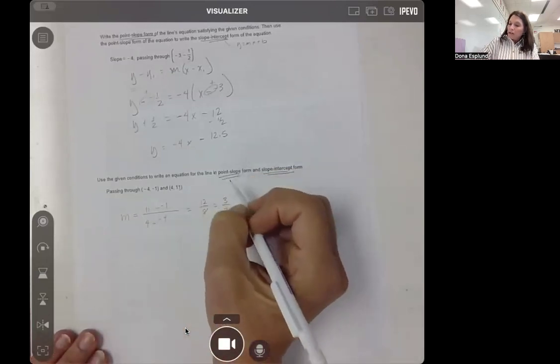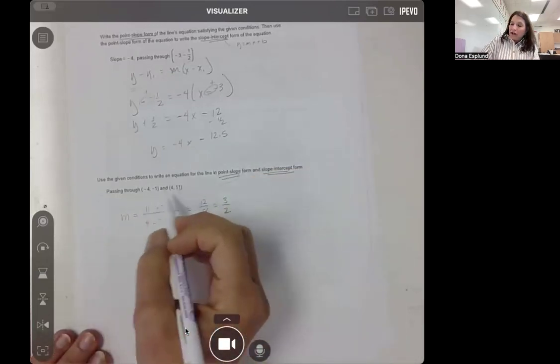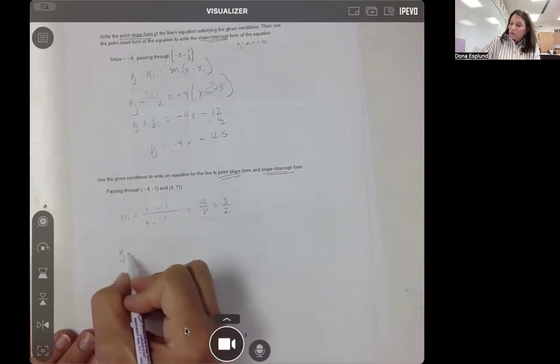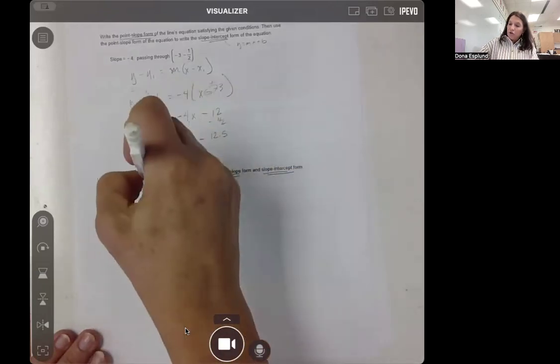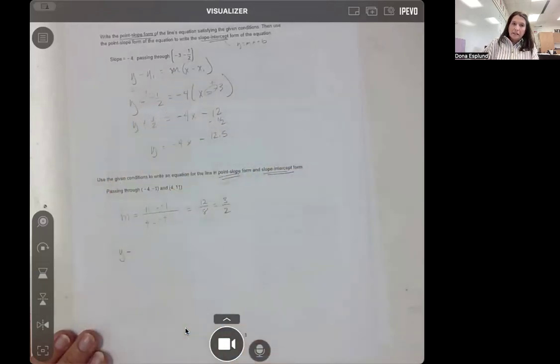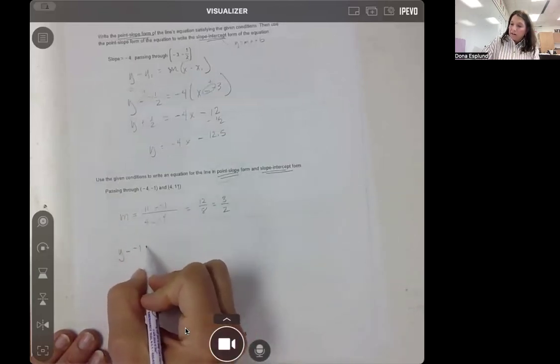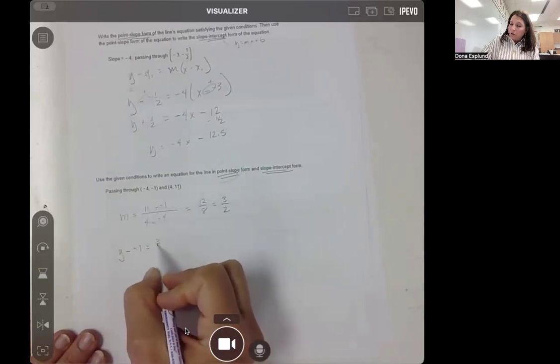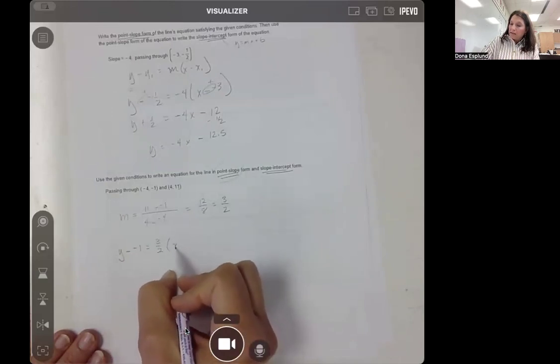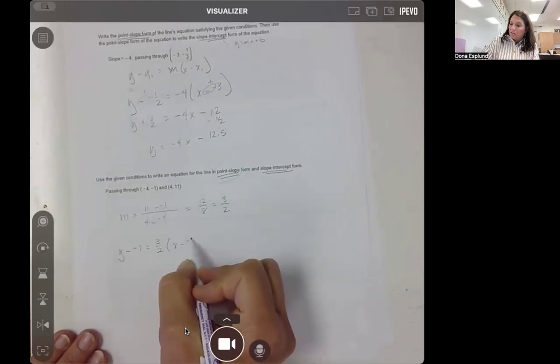Now, if I'm going to do the point slope form, all I have to do is pick one of them. I can choose either one of my points and I will get the same answer. So let's go ahead and go to the first one. So y minus a -1 is equal to my slope, which is 3/2 times x minus a -4.